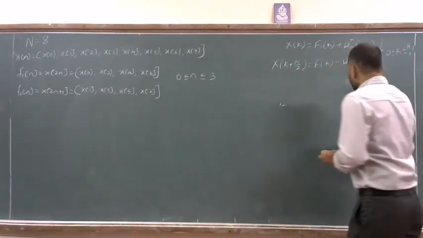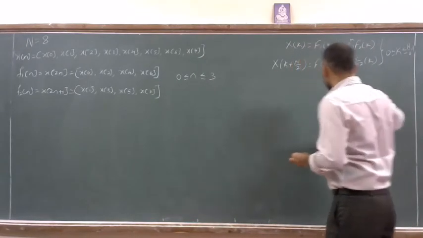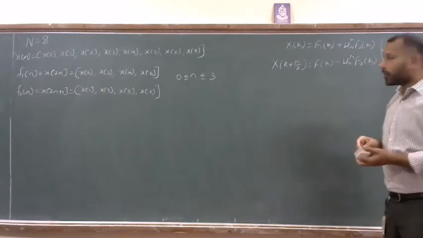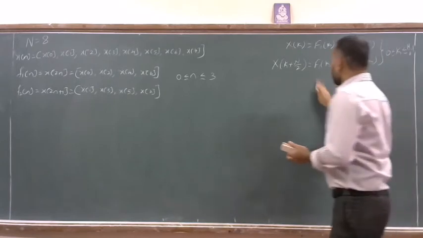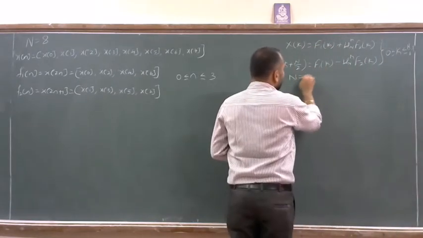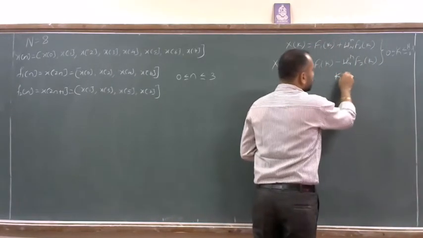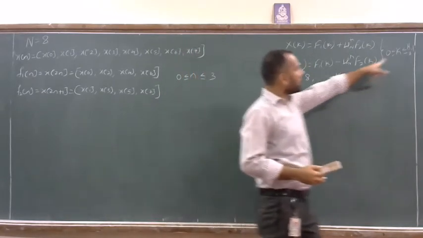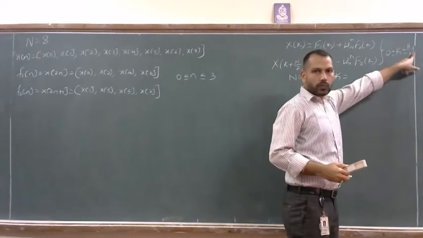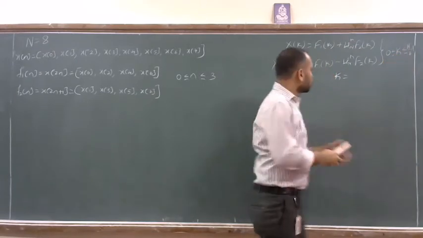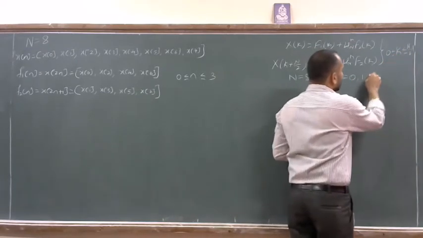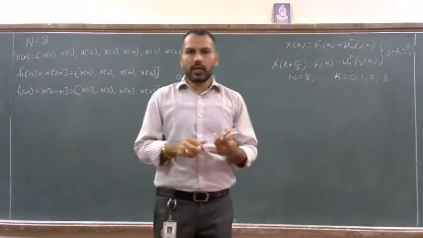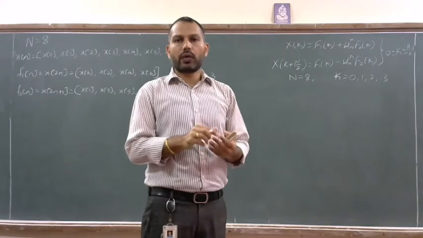Now let us write these expressions. We had written these expressions in the previous class. Now let us develop these equations for N equals 8, for the example that we have considered now. For N equals 8, what will be the range of k? How many values will k be having? The range of k is from 0 to N by 2 minus 1. N value is 8, so it will be from 0 to 3. So k will be taking 4 values: k equals 0, 1, 2, and 3.